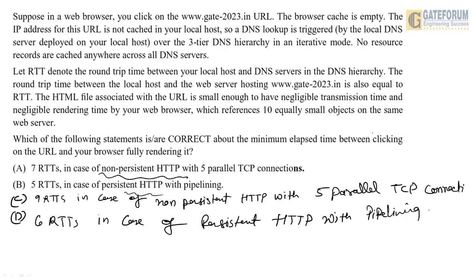Okay, so according to that we can go with option D. D is correct, but it is an MSQ question, so we need to check for non-persistent HTTP also. So let's see, for non-persistent HTTP, what we can say here is that we need to make a TCP connection for each HTTP request and then we need to close it.